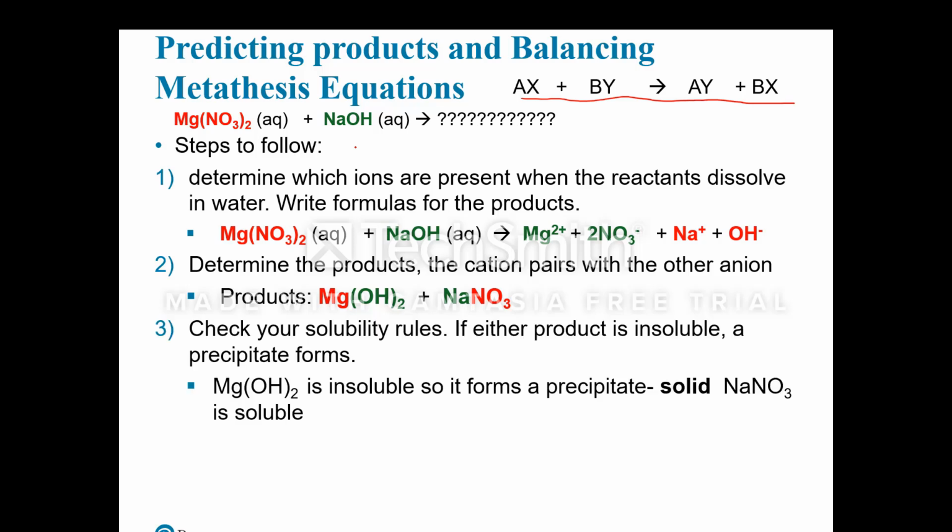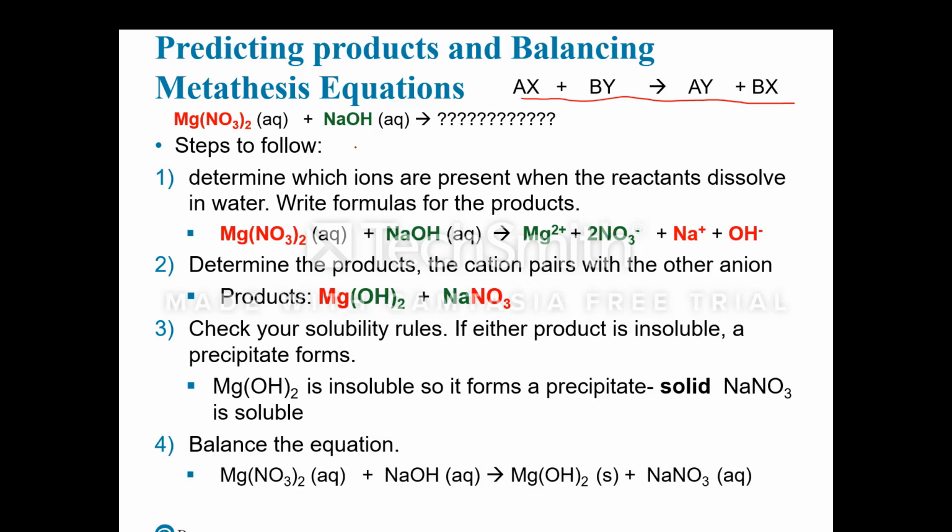Now we can put together the products and the reactants. Magnesium nitrate reacts with sodium hydroxide to form magnesium hydroxide precipitate and sodium nitrate. Now this reaction is not balanced. We need to balance the reaction. So if we put a 2 in front of the sodium hydroxide and a 2 in front of the sodium nitrate, that balances our equation.